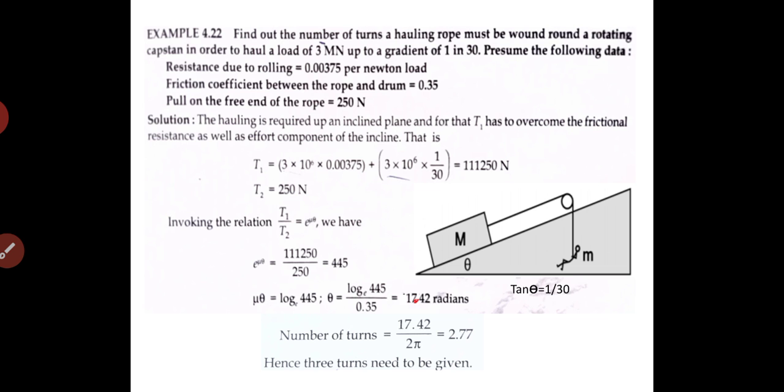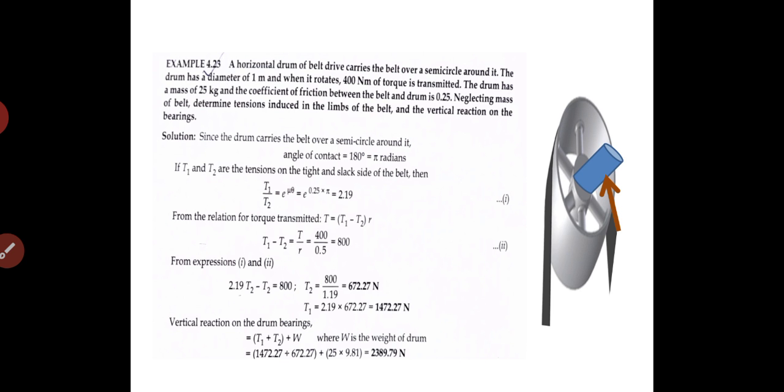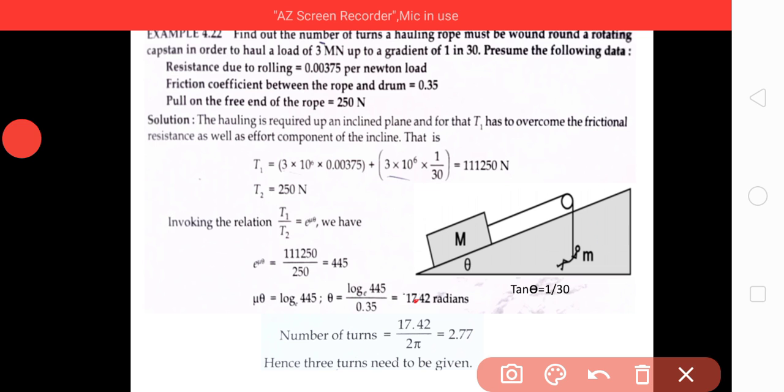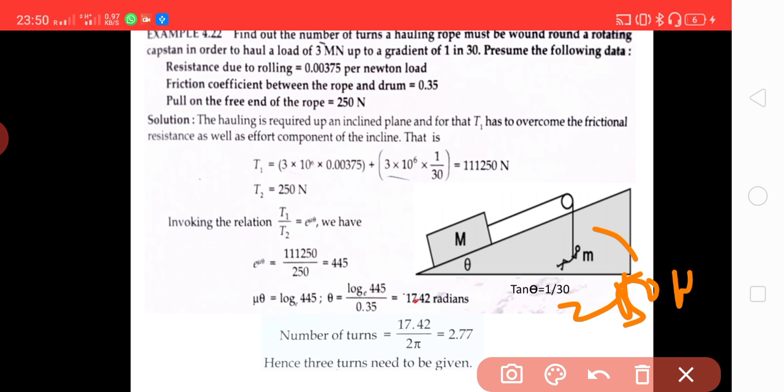This is the free end. Here the pull is 250 Newton. Now invoking the relation T1 upon T2 equal to e to the power mu theta, e to the power mu theta becomes 111.